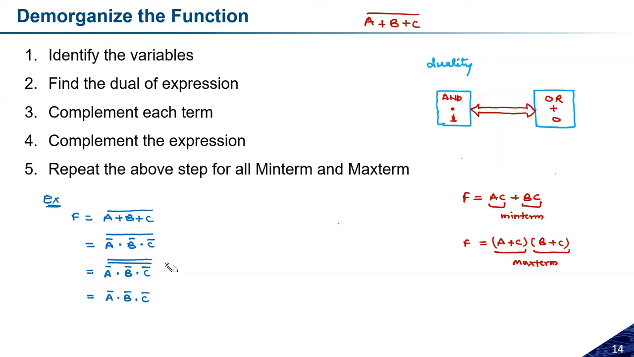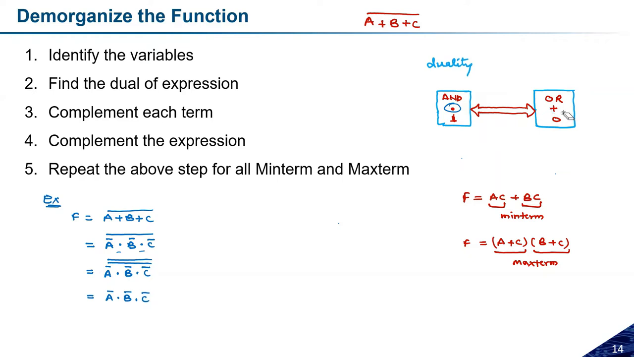Let me repeat again what we have done. The first thing is you have to identify the variables. Here we have three variables. Second thing is find the dual of the expression. Because we have only one max term here, we can apply this duality only inside this one. Now we can replace this dot with plus and plus with dot.